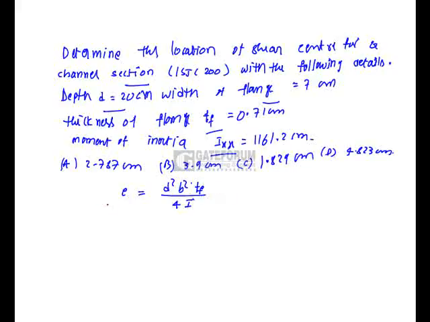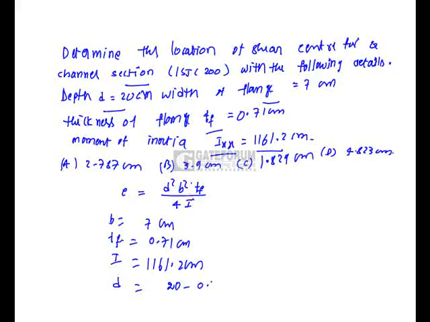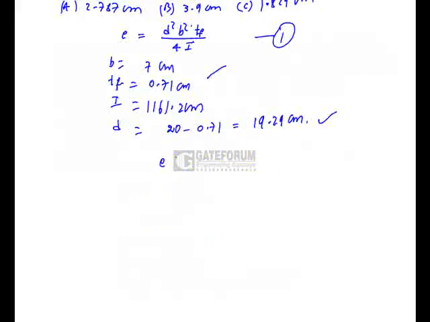By substituting these values, we know b, the width, is 7 centimeters, thickness of flange is 0.71 centimeters, and I is given as 1161.2 centimeters to the fourth, and d, the effective depth, is equal to 20 centimeters minus 0.71 thickness of the flange, so we get 19.29 centimeters. By substituting these values in equation 1, we get e is equal to 2.787 centimeters. So option A is correct.